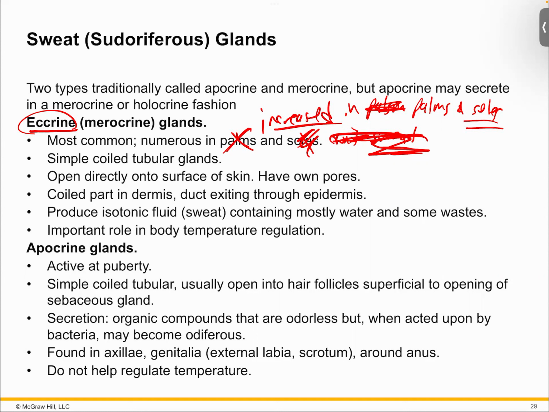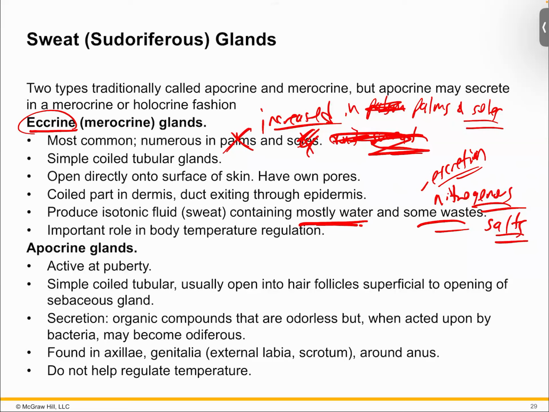So what is actually in sweat? Well, sweat is mostly water. You do have some waste, like nitrogenous waste, for instance. Also salts are in there. So there's a lot more than just water in sweat. It does cool you off, but it also is excretion. Excretion, getting rid of waste, is also part of sweat.